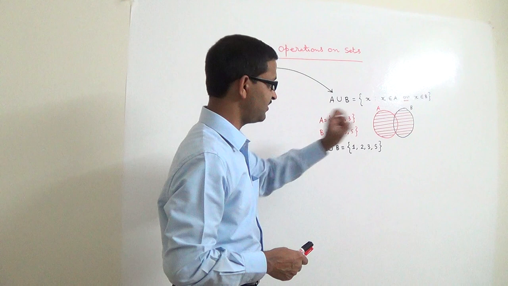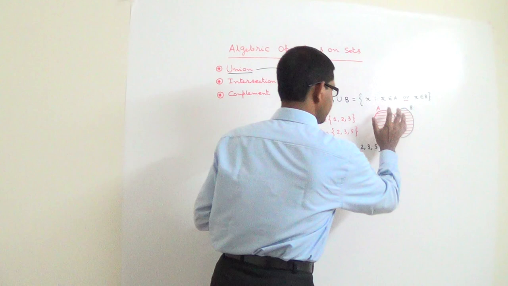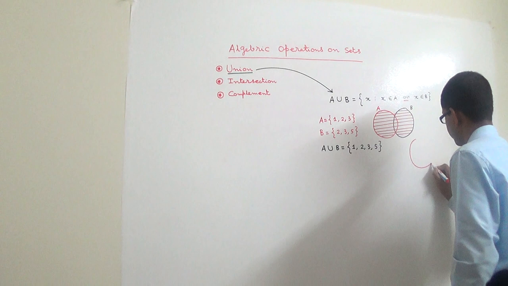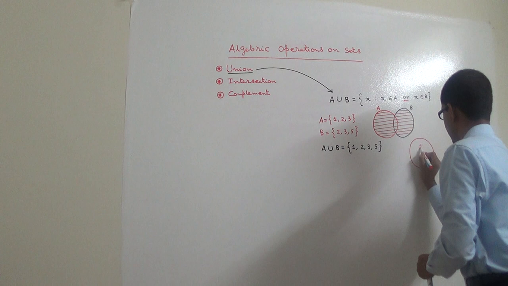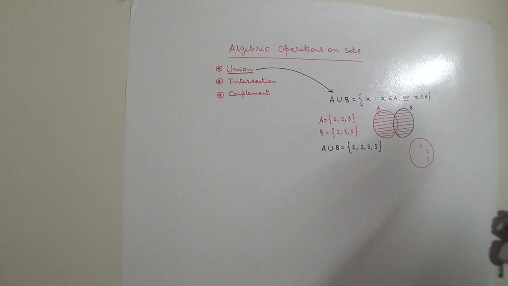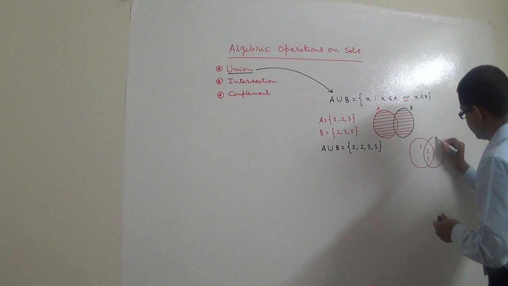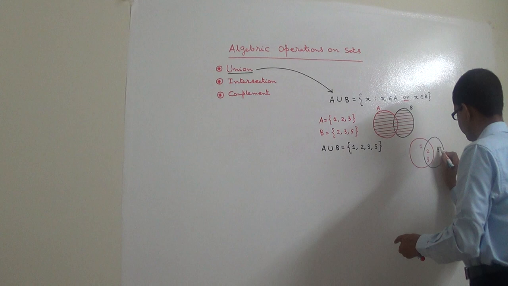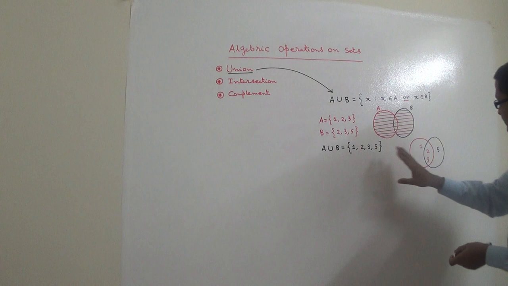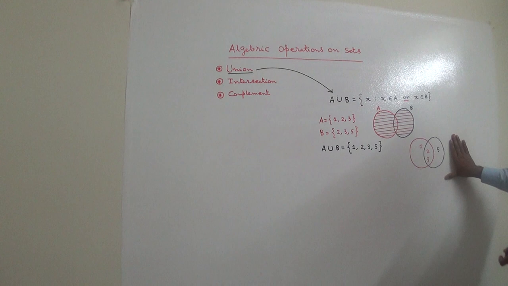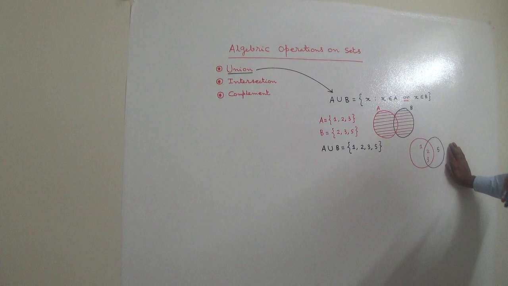Let's first prove it by means of the Venn diagram. Let's draw the Venn diagram of the set A. If I write the set A, it will be 1, 2, 3. And what is the set B? Set B is 2, 3, which is already there, and 5. Correct? Now, what is A union B? According to the Venn diagram it is the entire region. So it is 1, 2, 3, 5, the entire region. That is how the Venn diagram helped us without going to any mathematical proof.